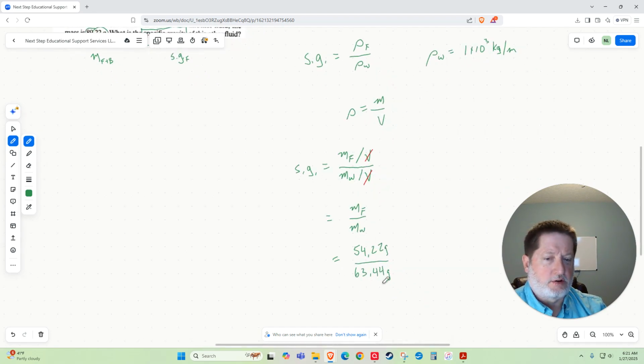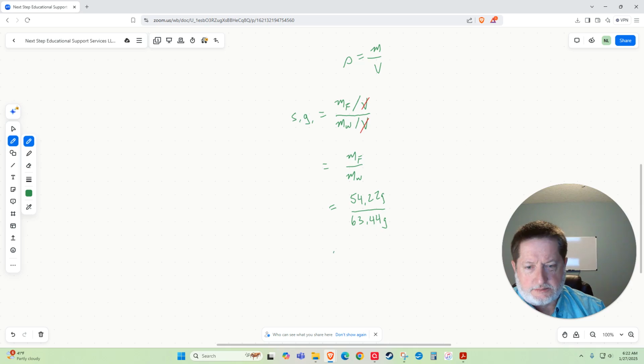We can confirm here that our units are canceling. It's going to give us our dimensionless ratio. A little mental math will tell you this is going to be a number a little less than 1. This fluid is less dense than water. It would float on top of water if it did not mix. So now you pick up your trusty calculator and calculate a number.